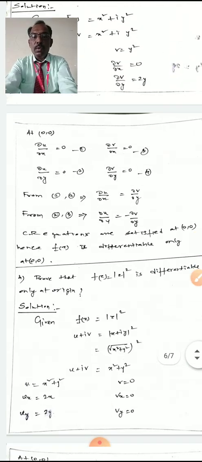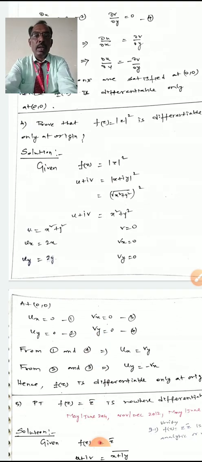Sum number 4, prove that f of z is differentiable only at origin. Same model. It looks like sum number 3. What about f of z is equal to modulus z squared? f of z means u plus iv. Functions of complex variable. z is nothing but complex variable x plus iy. Modulus of x plus iy means root of x squared plus y squared, whole squared. The square root and squaring cancel. Now equating the real part, u equal to x squared plus y squared. Equating the imaginary part, in LHS the imaginary part is v, but in RHS there is no i part, so v value is 0.